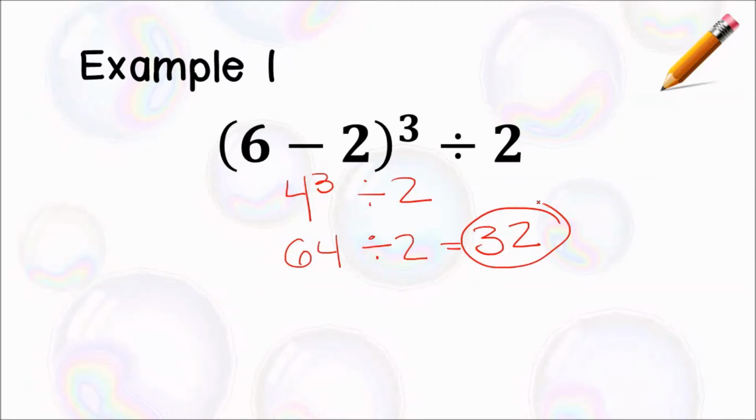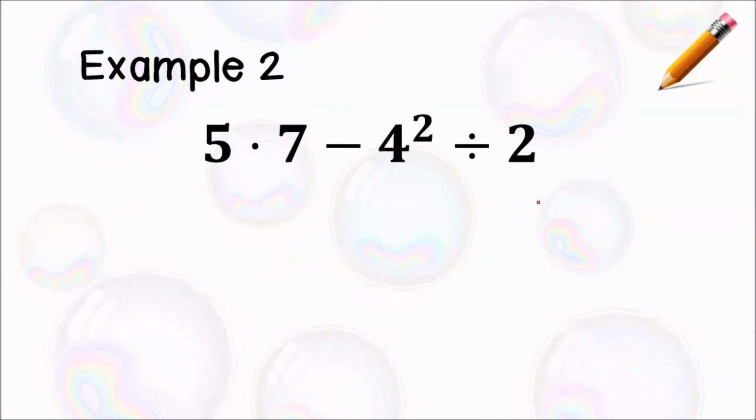Just so in case you get the wrong answer at the end, you can go back and check to see where you went wrong. Let's take a look at another example. So I have 5 times 7 minus 4 squared divided by 2. Now, if you had normally just sped through this, it wouldn't have worked. We got to look at this.